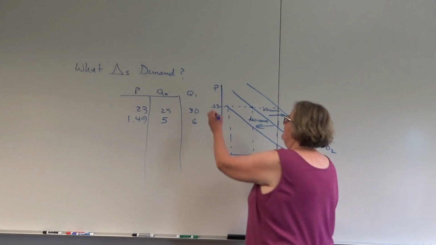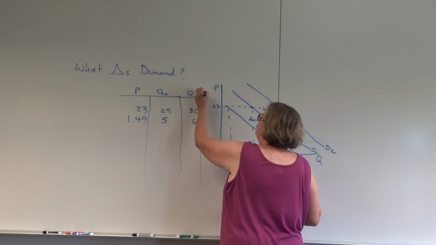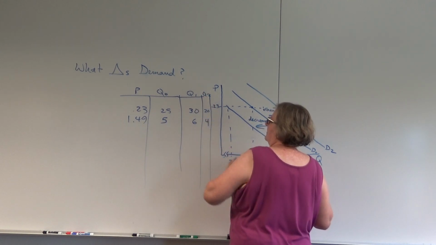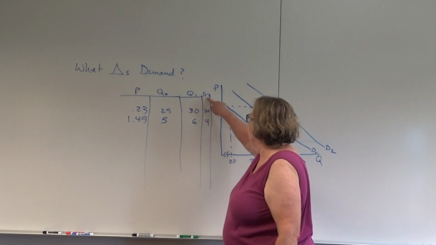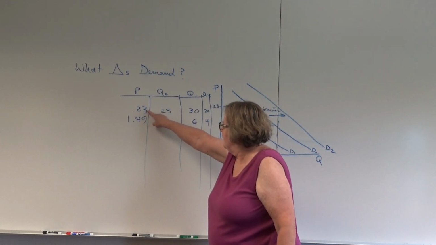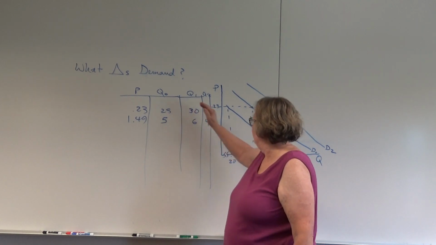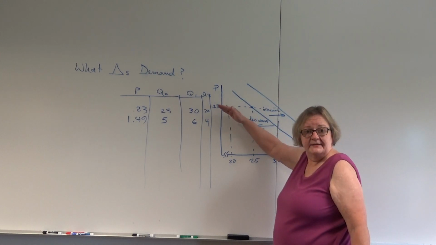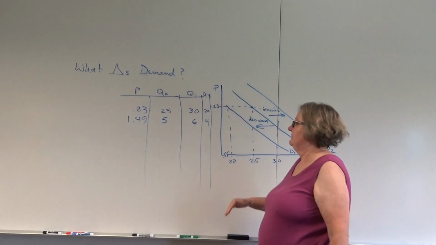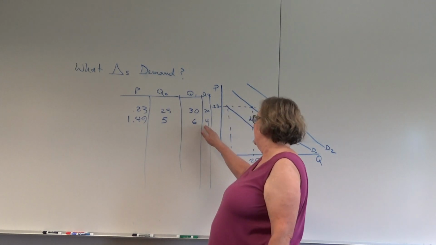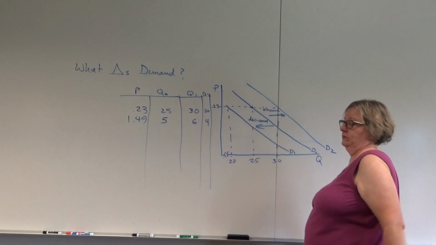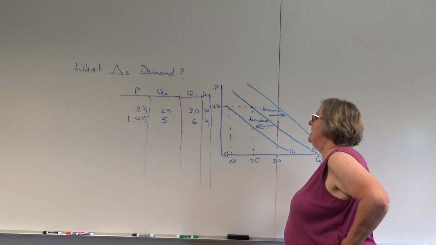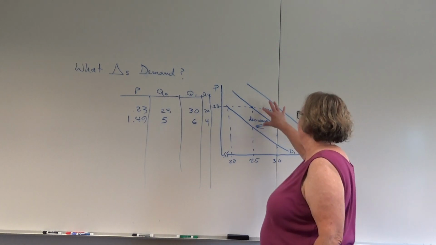So if it went that way, Q2 would be, what, 20? And this would be 4. So if the quantity at 23 becomes 20 instead of 25, then we know that we're decreasing to less quantity at every price. And so at $1.49 instead of 5, we're going to less. Got it? Okay. Now let's talk about what these things are that can do that.